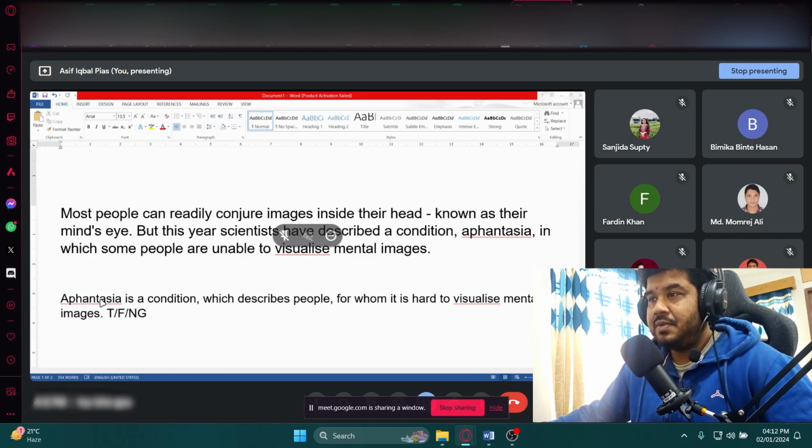Now the question, the statement here, what we need to do is identify if the statement is true, false, or not given. All right, so aphantasia is a condition which describes people for whom it is hard to visualize mental images.